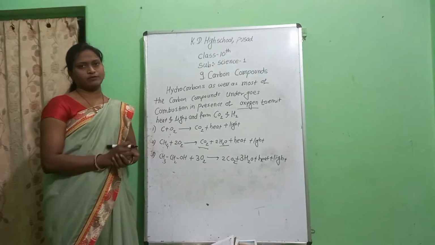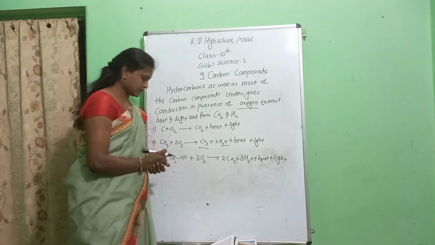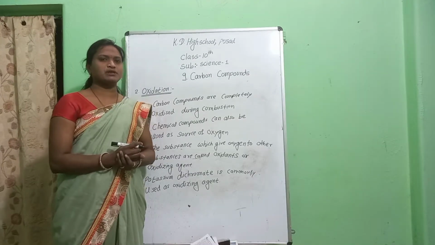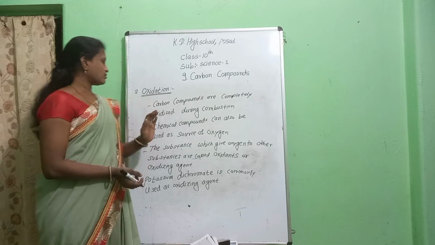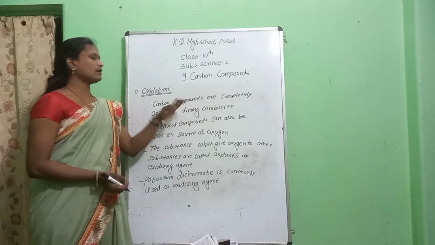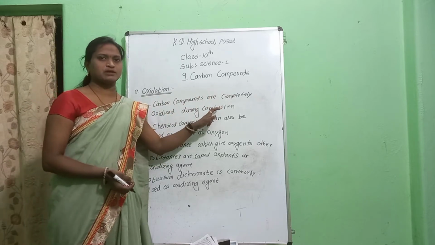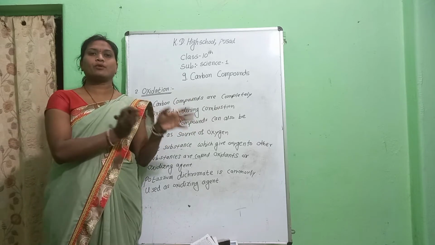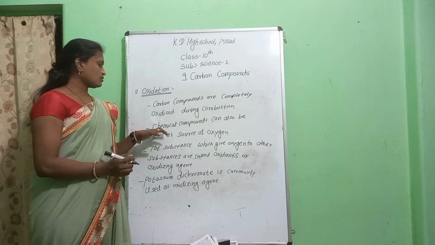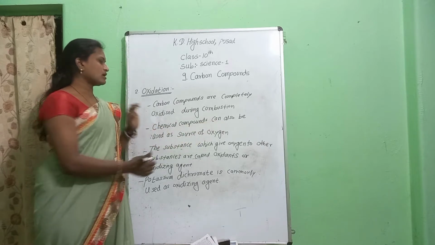Then the second property of carbon compounds is oxidation. In combustion, every time you can observe that the carbon compounds are getting oxidized. Carbon compounds are completely oxidized during the process of combustion. For their oxidation we need some chemical compounds which will provide them oxygen. So some chemical compounds can also be used as a source of oxygen.